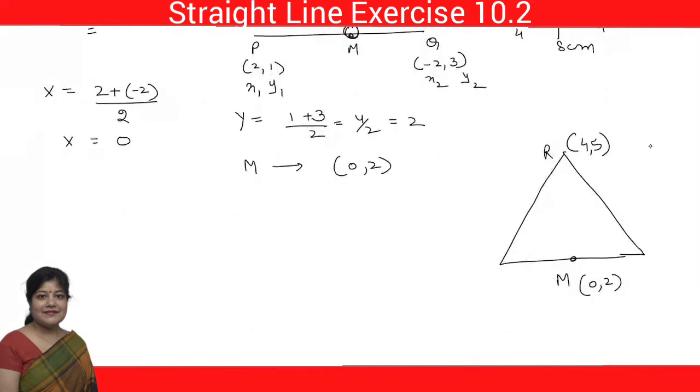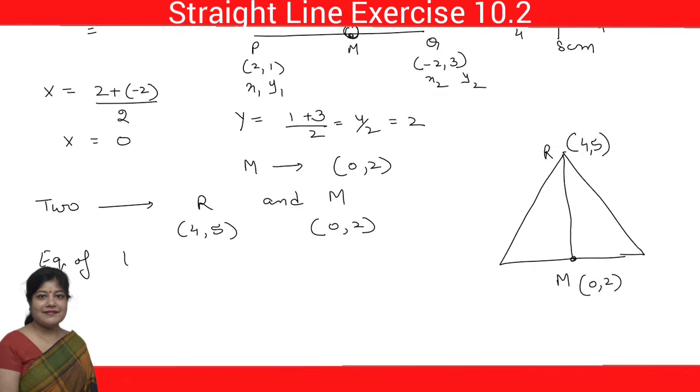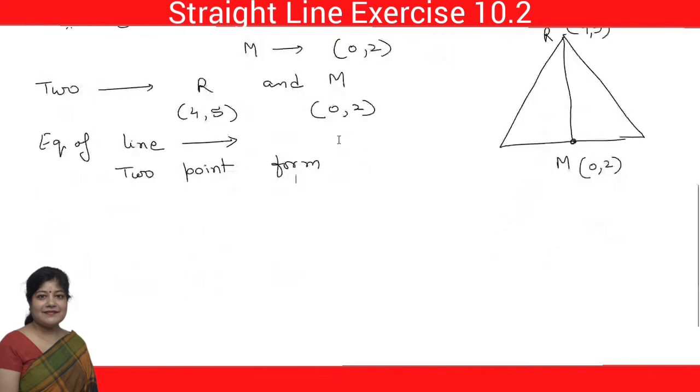So we have to find the equation which passes through R and M. That means 2 points are given, point R with coordinates 4 comma 5 and point M with coordinates 0 comma 2, and we have to find the equation of the line using them. Which form of the equation of a line can we use? Two-point form. So tell me the formula for that. See in the notebook.